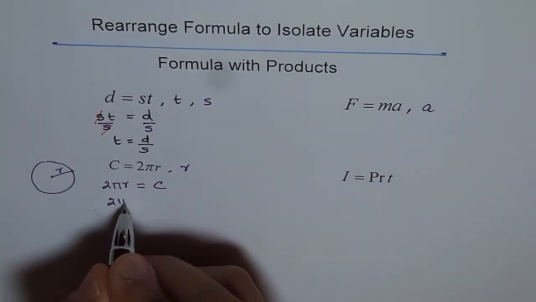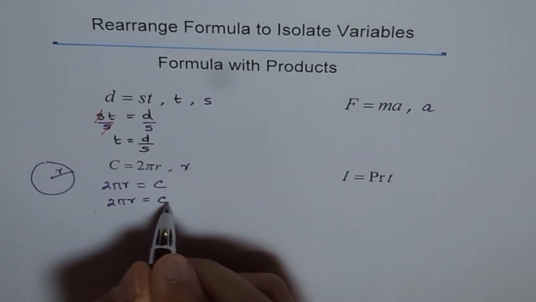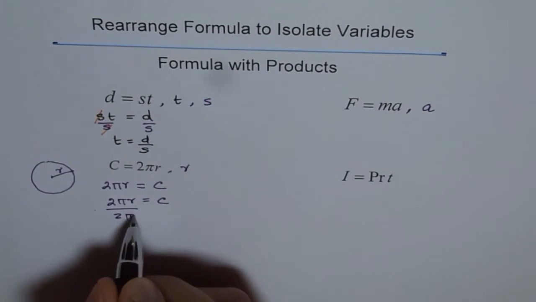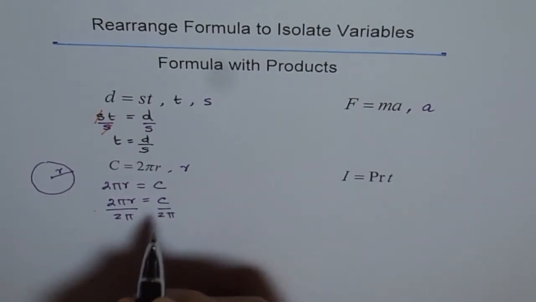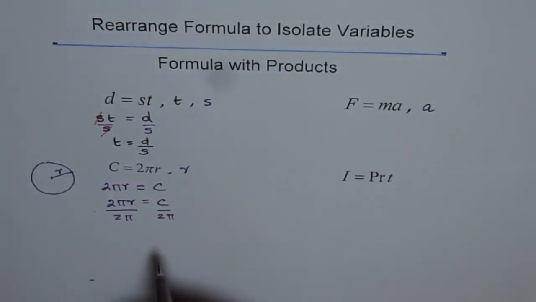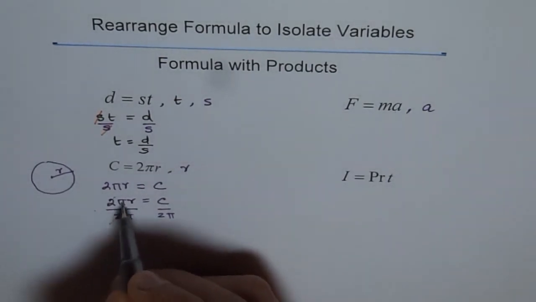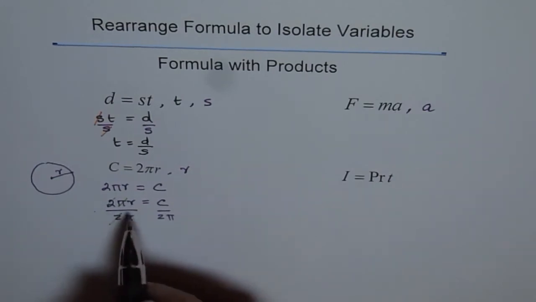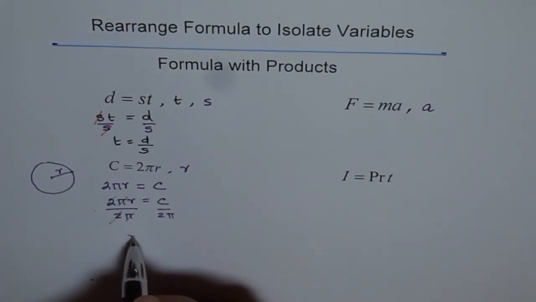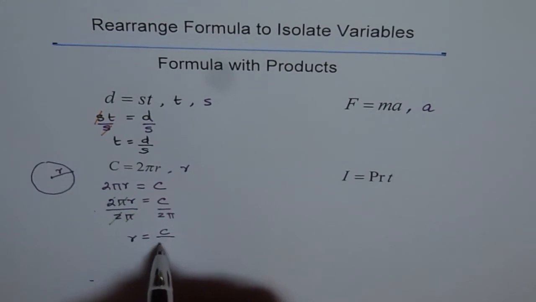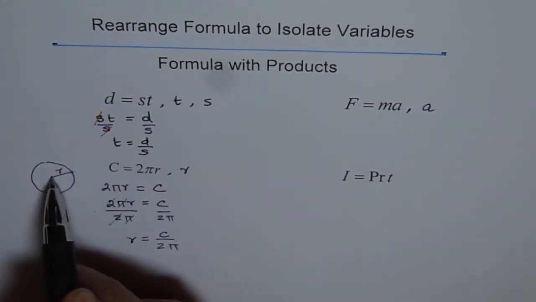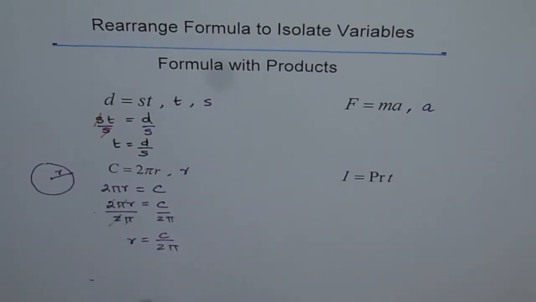So let me do it in the next step. So we write 2 pi r equals C and we divide by 2 pi on both sides. Now as soon as we do that, you can see 2 divided by 2 is 1, pi divided by pi is 1, and 1 times anything is the same thing. So we get r equals C over 2 pi. That means if I know the circumference of a circle, I can find radius by using this formula, r equals C over 2 pi, correct?